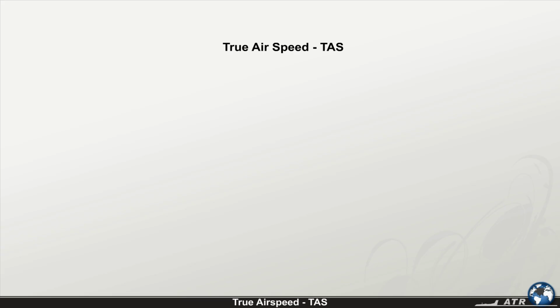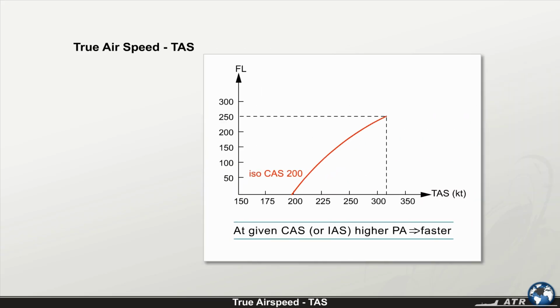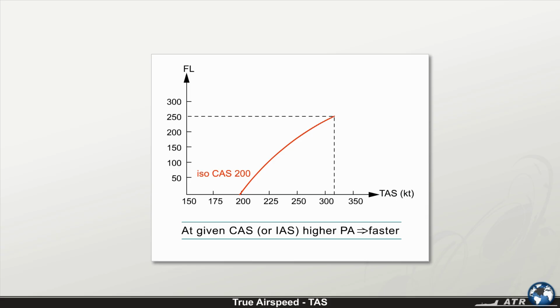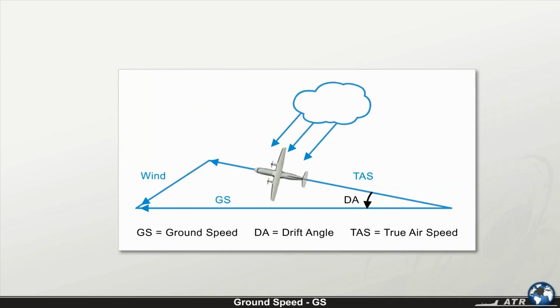True airspeed, TAS. This is the aircraft speed in the airflow and can be obtained by correcting the CAS for the air density and compressibility. Ground speed, GS. The ground speed is the TAS corrected for the wind component.